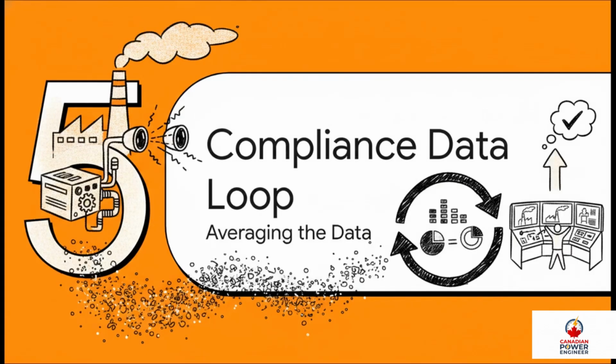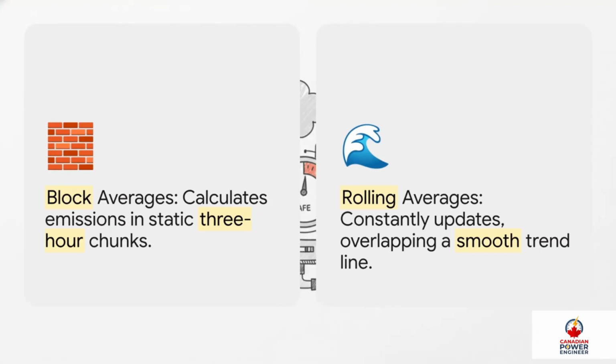Pulling back to the macro view for Section 5, the compliance data loop. Okay, so you have your extractive gas analyzers reading chemistry and your optical transmissometers firing light beams. Together, they're generating thousands of data points a minute. What do you do with it all? Well, that raw data is fed directly into mathematical models for reporting to environmental agencies.